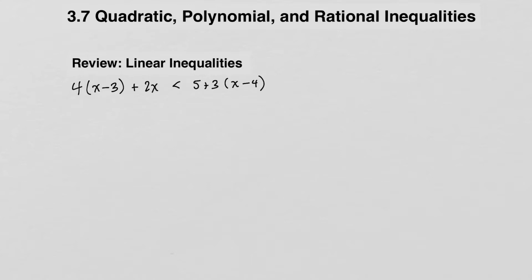So to solve this, we simply distribute to get rid of the parentheses. And we can do this on both sides. So right here, be careful, right? You do not want to add 5 and 3. Instead, you would like to distribute here, which gives you 5 plus 3x minus 12.